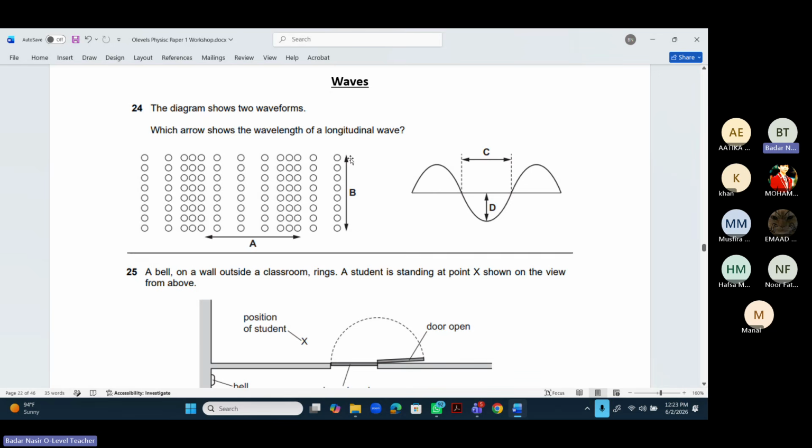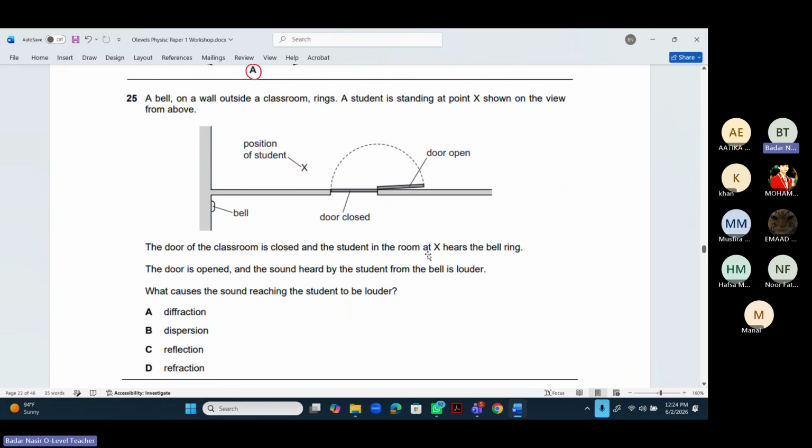Now moving on to the next section, we have waves. The diagram shows two waveforms. Which arrow shows the wavelength of a longitudinal wave? So wavelength is the distance between two consecutive compressions, or between two consecutive crests or troughs. So the answer to question 24 is A, because this is a compression and this is also a compression. So the distance between two compressions or two crests is equal to the wavelength.